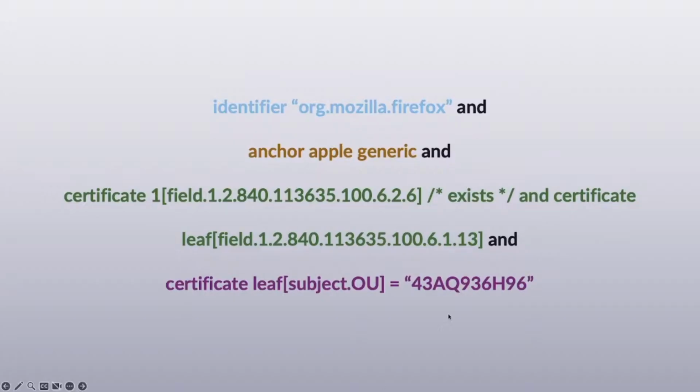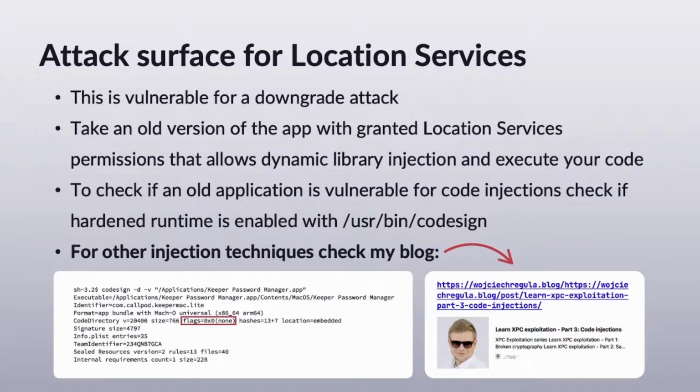But here is the most important part, which is the team ID. So unfortunately, if we are not able to get the Firefox certificate, we should not be able to spoof that code signing requirement, right? But this is the same problem that TCC has. This is vulnerable to downgrade attacks.